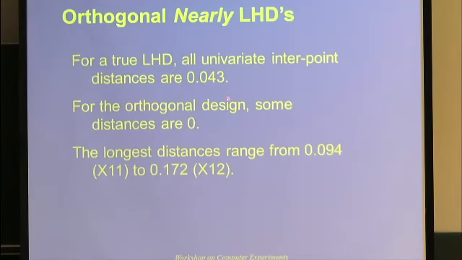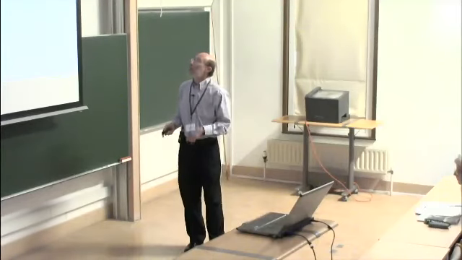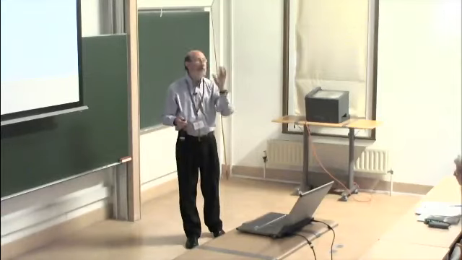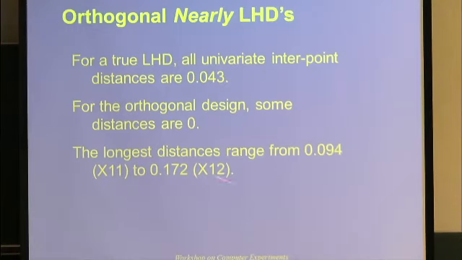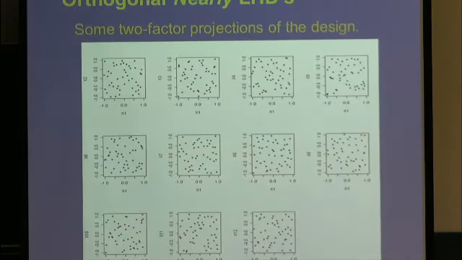If you had a true Latin hypercube design, the univariate interpoint distances are all 0.043. For the design that I just set up, I pointed out there are some zeros. There are some repeat values on some factors. The largest distance that I happen to have ranged from 0.094 to 0.172. So looking from one factor to another, the one with the shortest largest distance had 0.094, and I got up to a distance of 0.17 between two successive points on one factor. Here are some two-factor projections of the design.